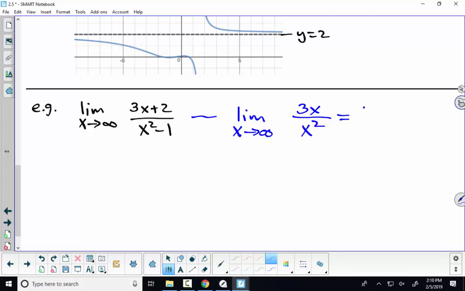And then, like we did with the last one, before we compute that limit, let's simplify algebraically. 3x over x squared is equivalent to 3 over x. As x gets larger and larger, what happens? 3 over x does what? Becomes 0. Yeah, it gets smaller and smaller. It approaches 0. The numerator is fixed. The denominator gets larger and larger. The quotient will always approach 0.